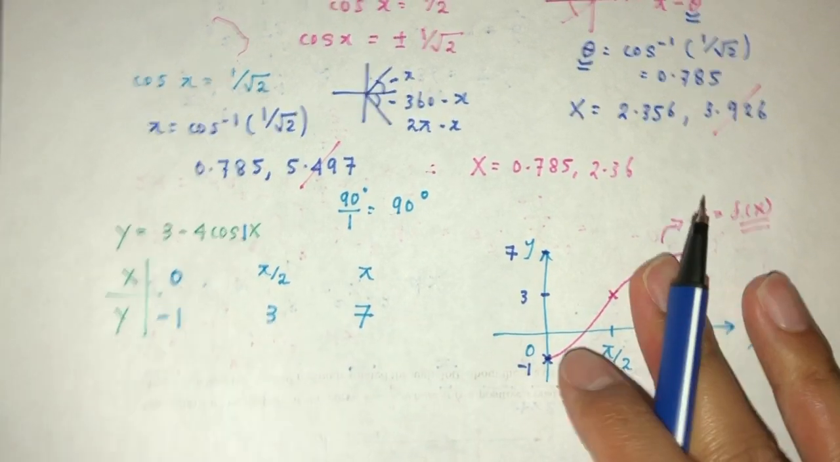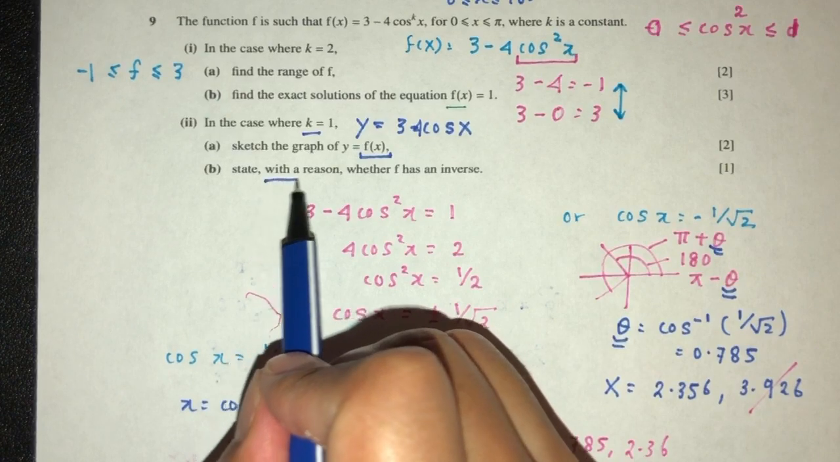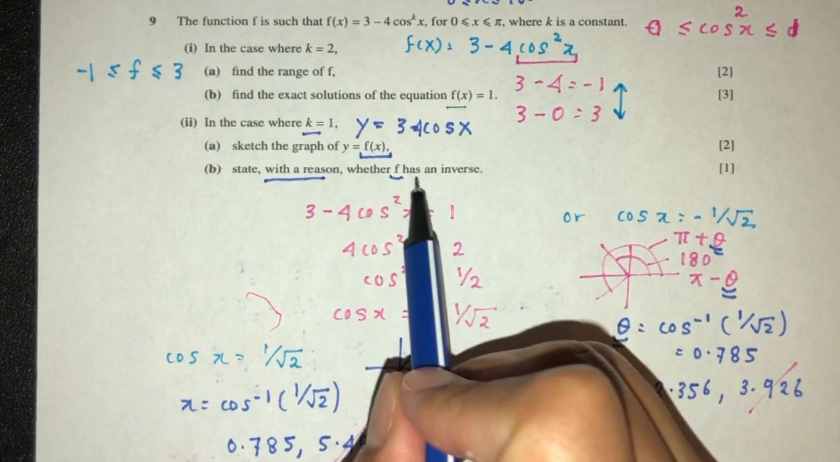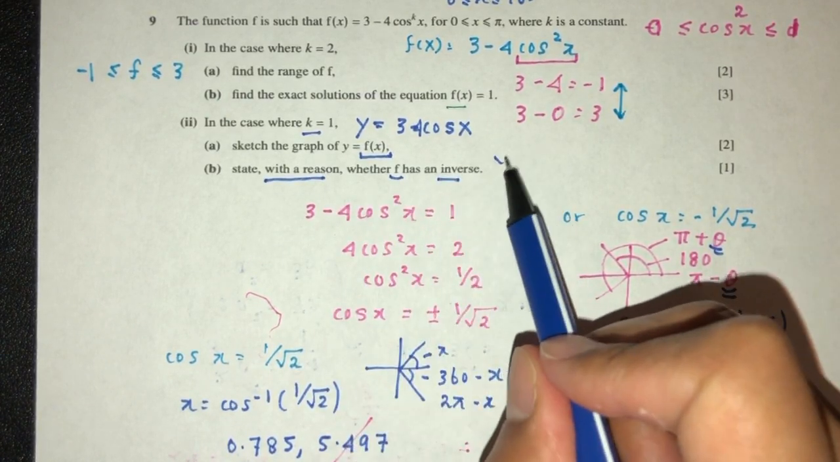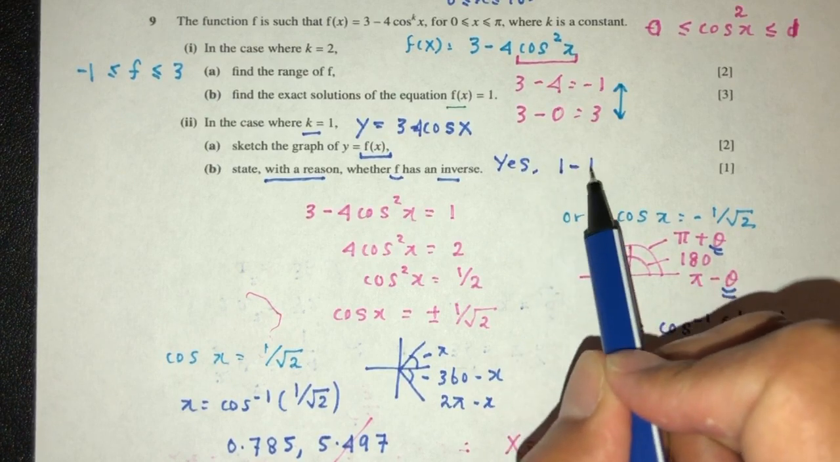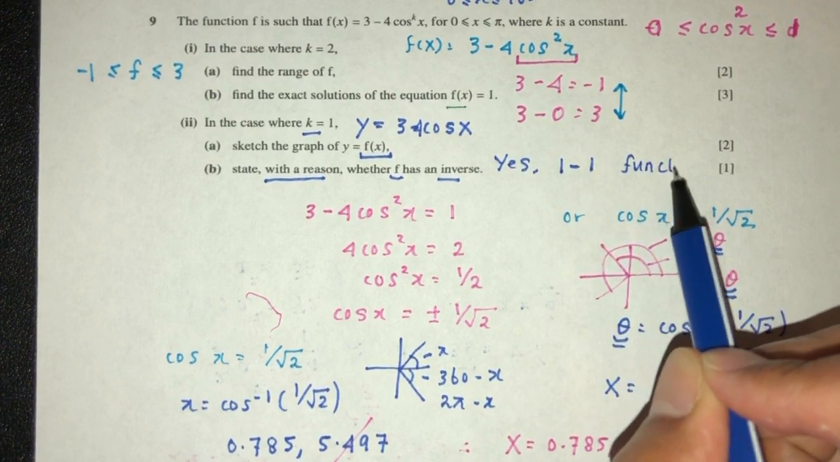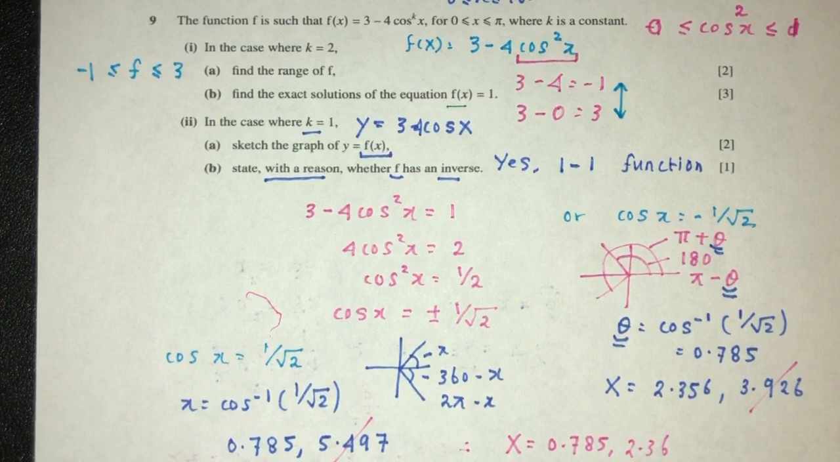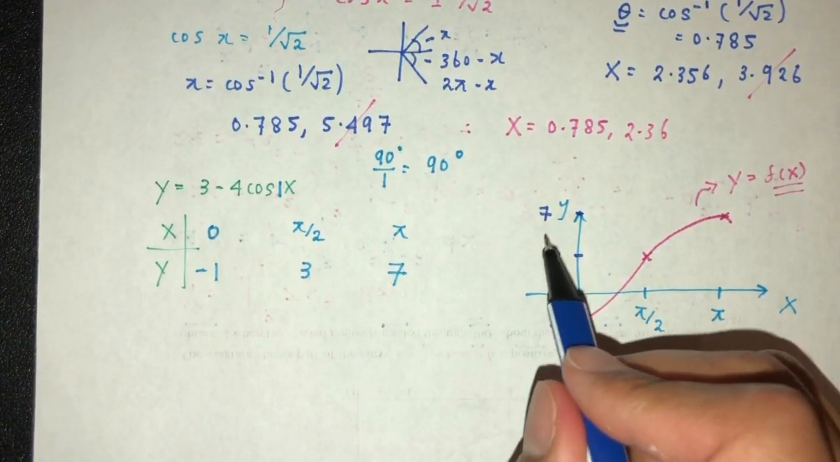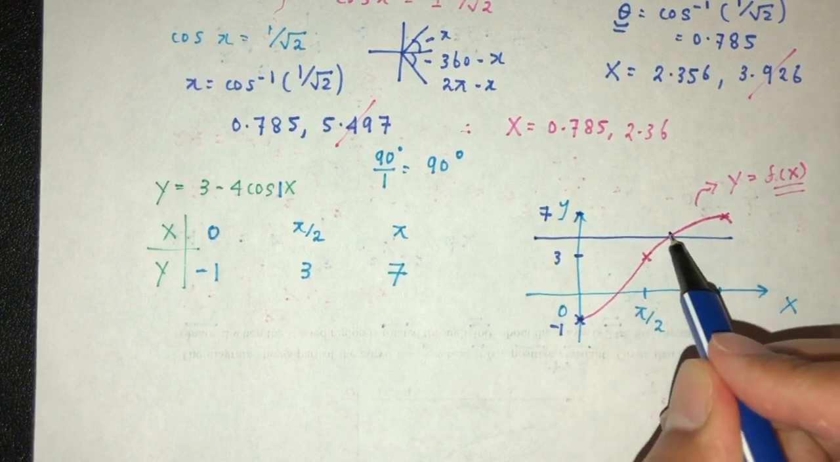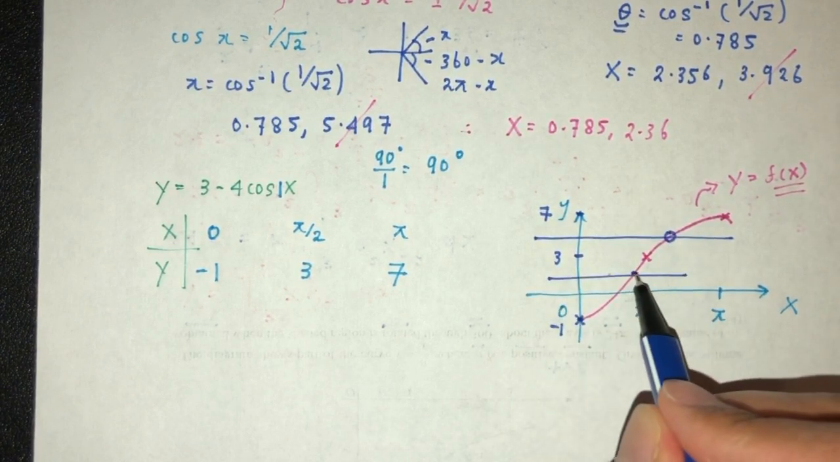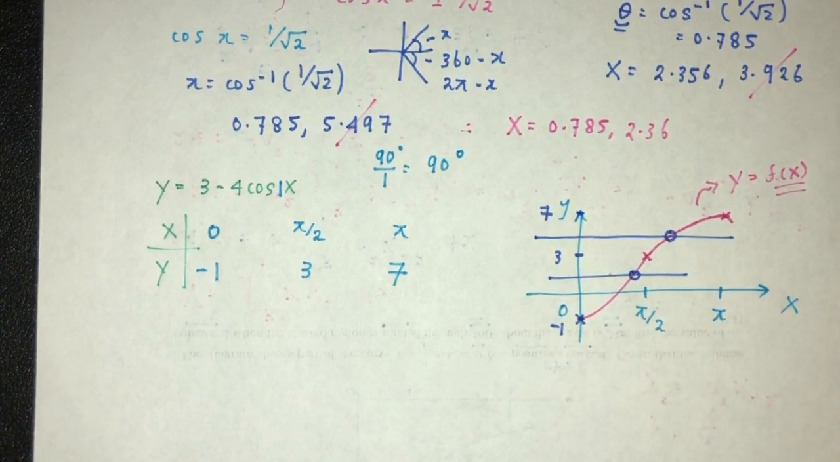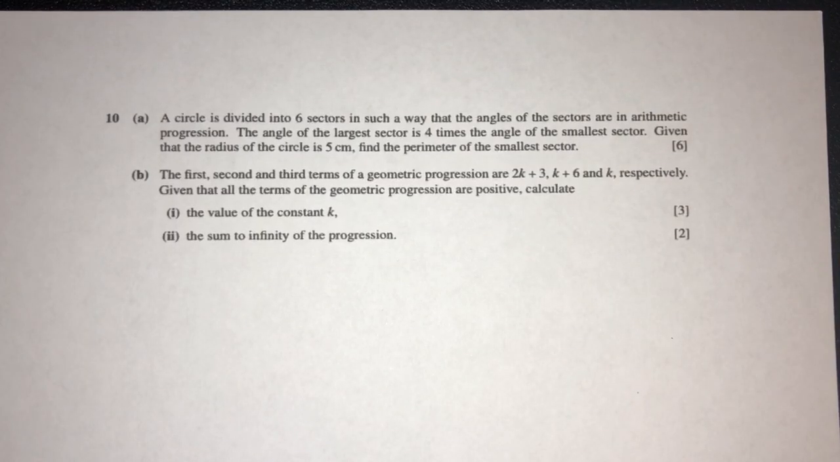Now for part B, state with reason whether f of x has an inverse or not. Yes, it has an inverse because it is a one-to-one function. Why does it have an inverse? It is a one-to-one function because if you observe here, if you were to draw a straight line, it will cut the curve at only one point. Because of that, it is a one-to-one function, and hence we have an inverse. So let's move on to the next question.